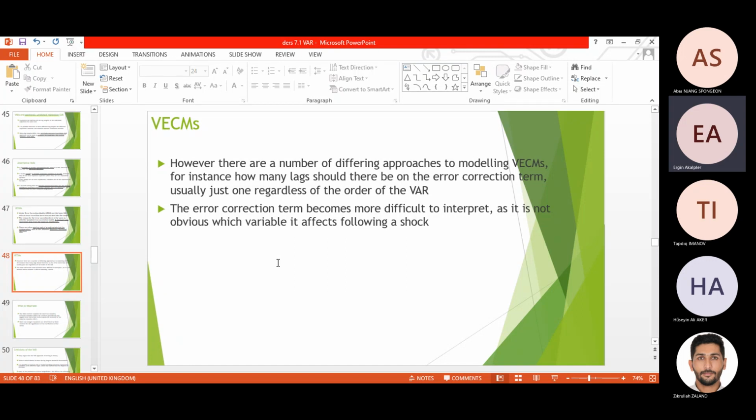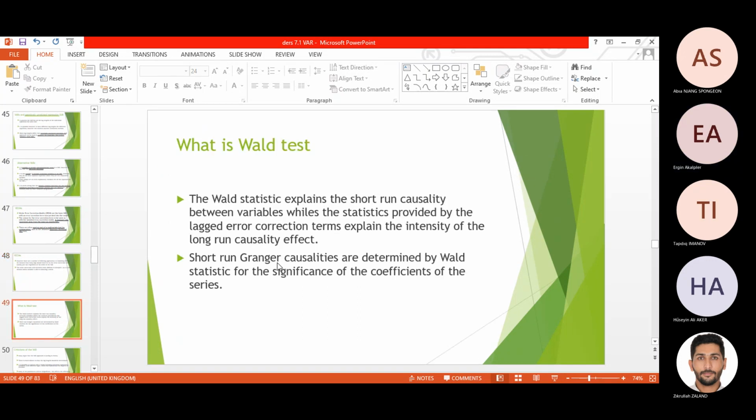The error correction term becomes more difficult to interpret as it is not obvious which variable it affects following a shock. The Wald test statistic explains the short-run causality between variables, while the statistics provided by the lagged error correction terms explain the intensity of the long-run causality effects, and short-run causalities are determined by the Wald statistics for the significance of the coefficients of the series.